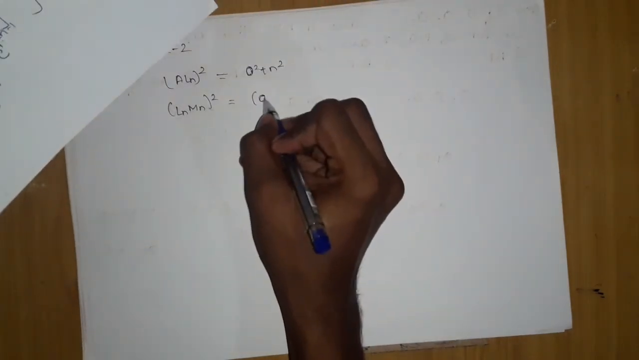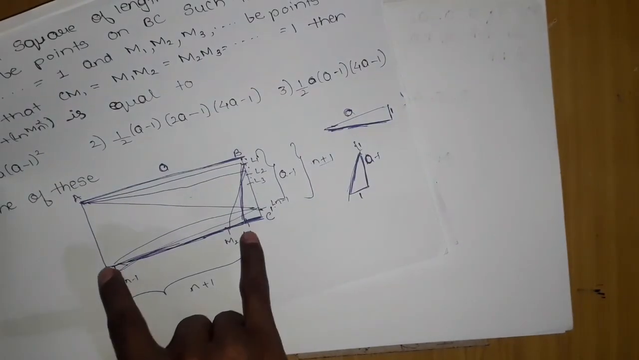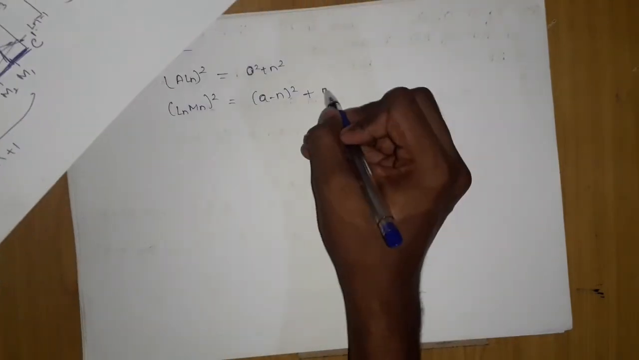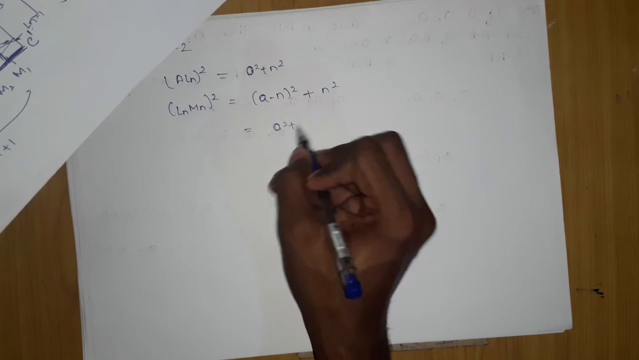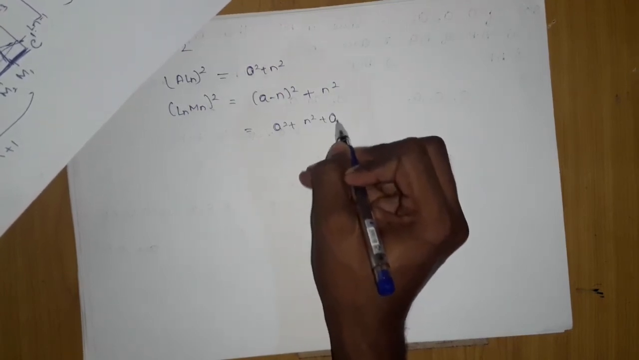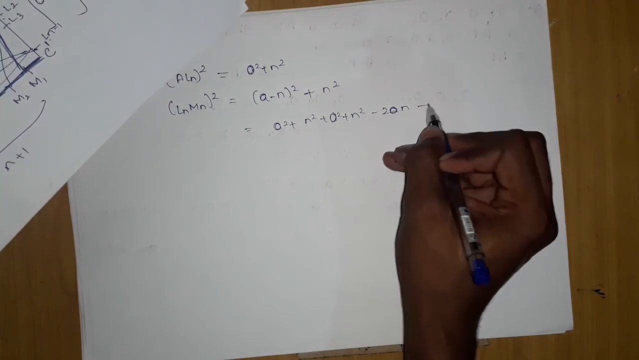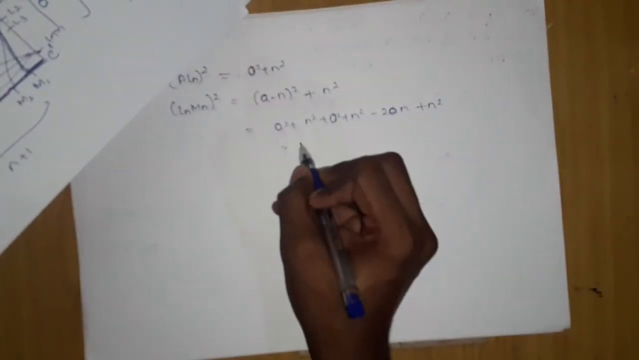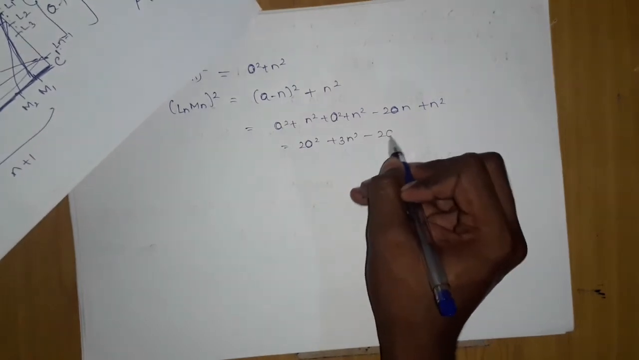That's why this method is not easy to click. A minus n the whole square plus, just leaving one, it will be n square. When you open this you will get a square. You have to add this, you will get a square plus n square again, minus 2an plus n square, which gives me 2a square plus 3n square minus 2an.